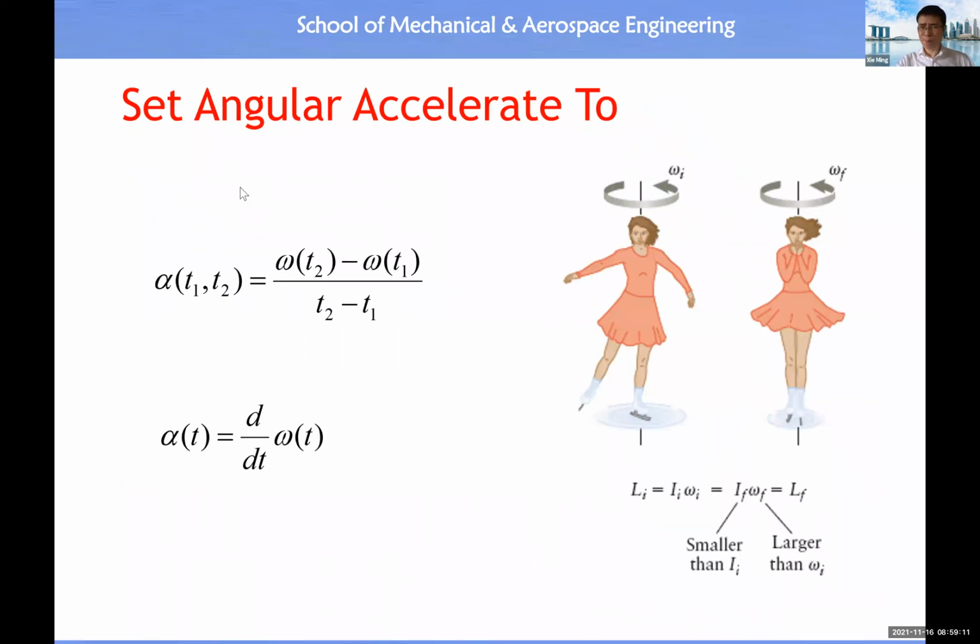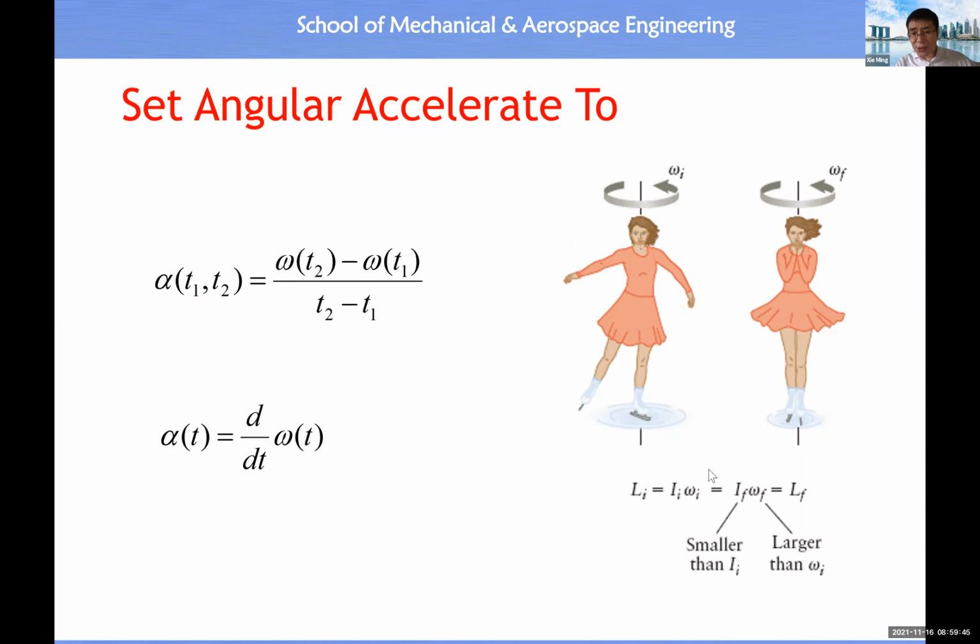Then for the setting of the value limit to acceleration, we can use this motion description. Average acceleration is equal to the ratio between the variation of angular velocity and the duration in which the variation occurs. And if we compute the first order derivative of angular velocity, the result will be angular acceleration.